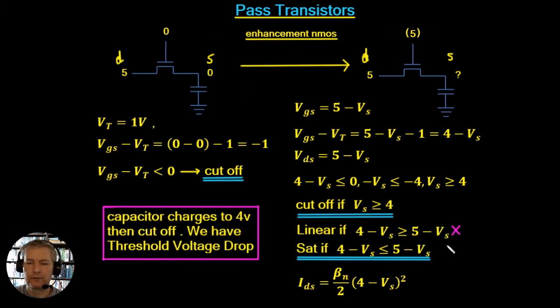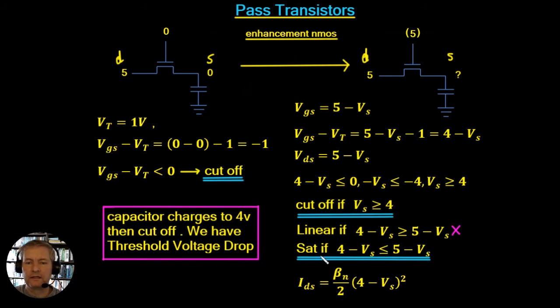I've put a big cross here because this is not possible, is it? We can't say 4 minus VS is going to be greater than or equal to 5 minus VS. Simply put a number in, say VS is 1, then 4 minus 1 would be 3, and we'd be saying 3 is greater than 5 minus 1, which is 4. So we'd be saying 3 is greater than or equal to 4, and that's patently absurd. So it can't be in the linear region.